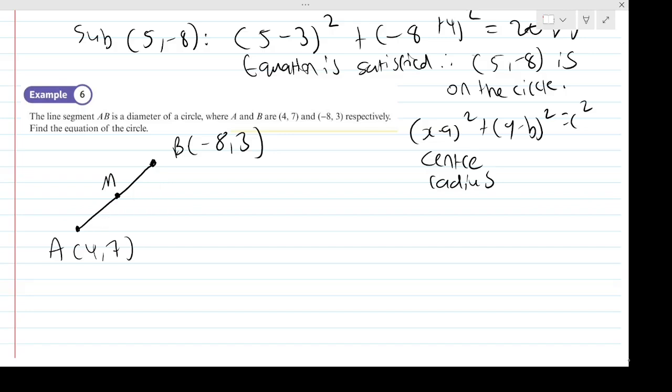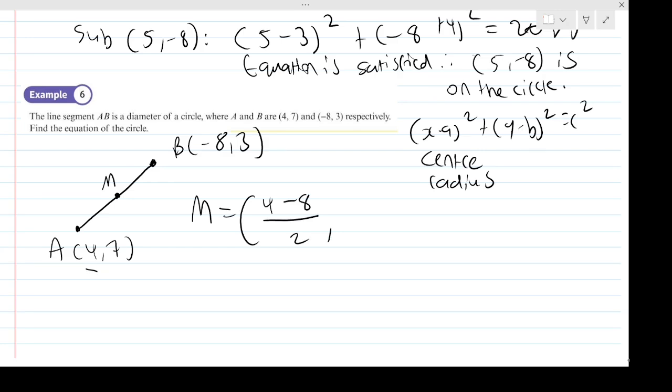Anyway, so the diameter is the midpoint. Well, we know how to work out the midpoint, right? M for midpoint, but I'll just call it M. The midpoint between these 2 points is the average of the x and y coordinates. So let's add the x's together. We have 4 add minus 8, 4 minus 8 over 2, as it's an average over the 2 points.